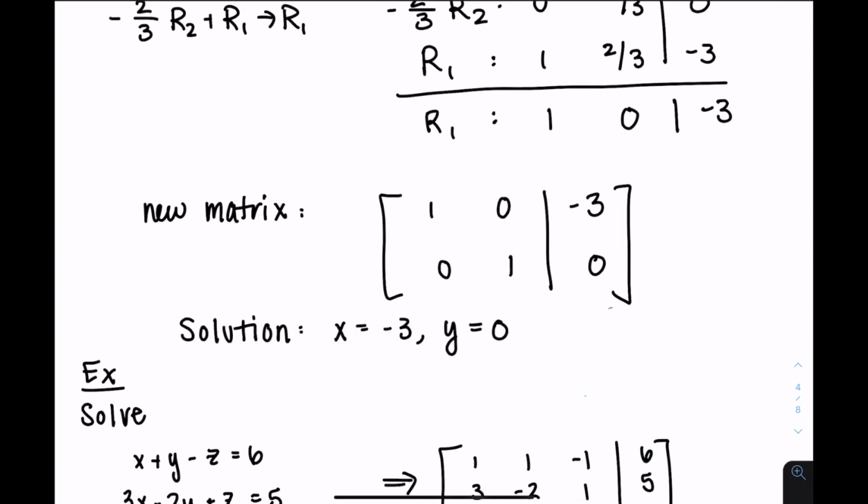So I can immediately pick off my solution. X is negative 3, y is 0. So x is this, y is this. Or you can write it in that coordinate pair, negative 3, 0.